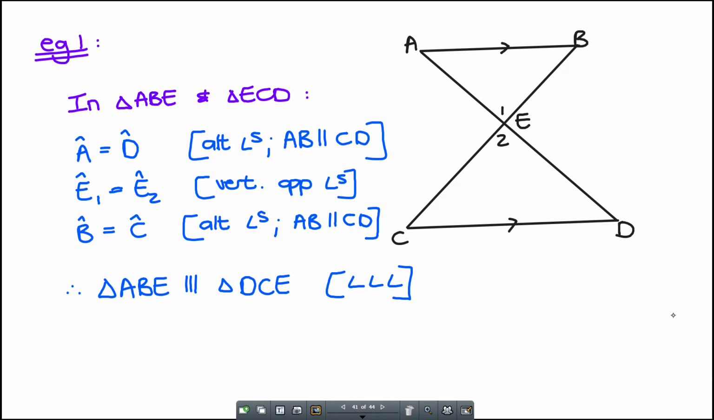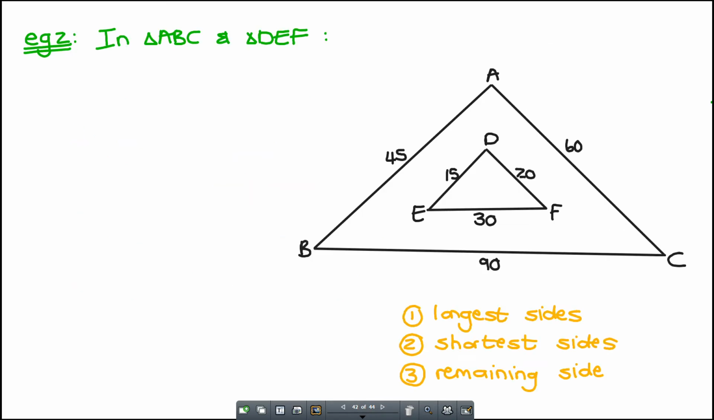Okay, so the next one, listen. I'm still giving you 2 triangles, but in this case, can you see I'm not giving you any angles? I'm only giving you sides. So that is my clue that I'm obviously going to use the sides proportional option to prove that they are similar. So we first have to state in triangle ABC and triangle DEF.